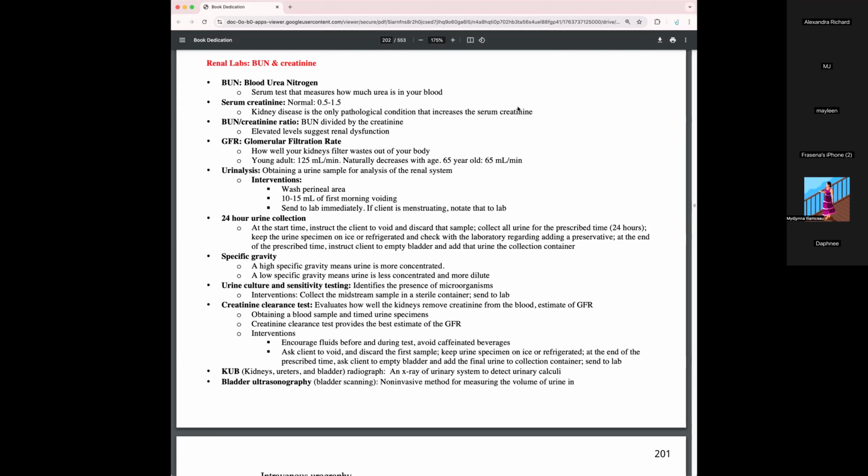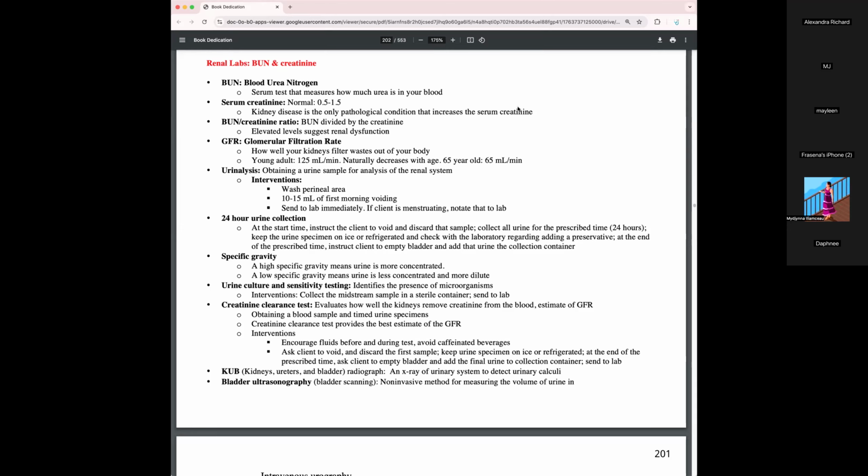Then we have glomerular filtration rate, and this is a measure of how well the kidneys are filtering waste out of the body. In younger adults, they have a glomerular filtration rate, or a GFR, of 125 milliliters per minute. So that means every minute their kidneys are able to filter out 125 mLs of blood. However, it's important to keep in mind that GFR naturally decreases with age. So when we are a young adult, our GFRs should be about 125 mLs per minute. But as we get to age 65, it will naturally decrease to 65 milliliters per minute.